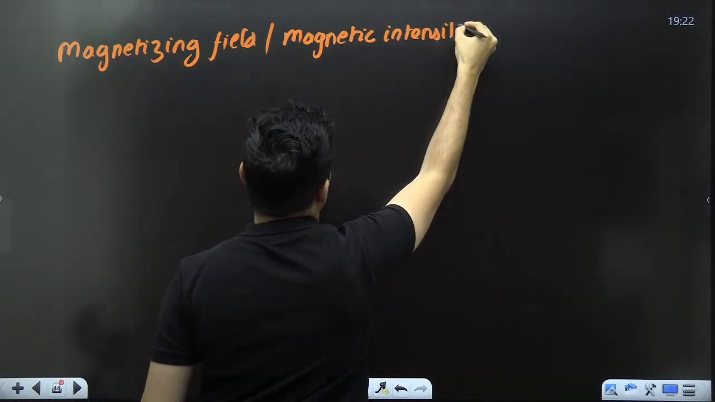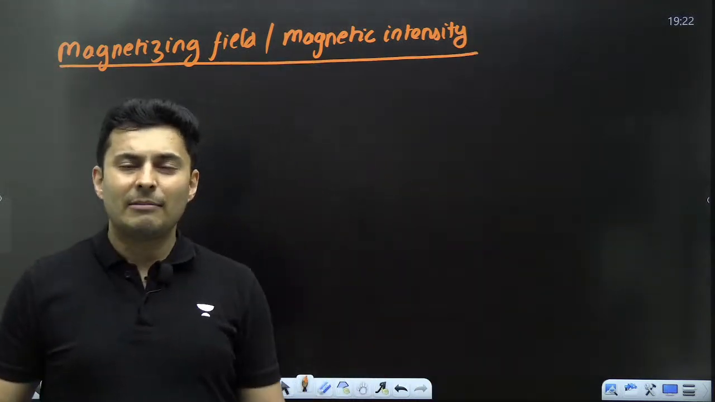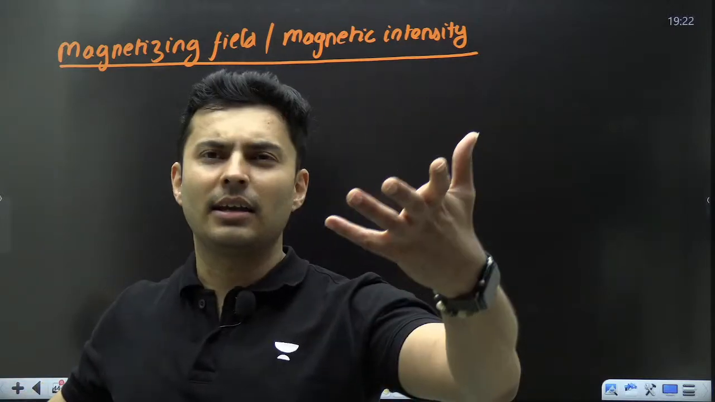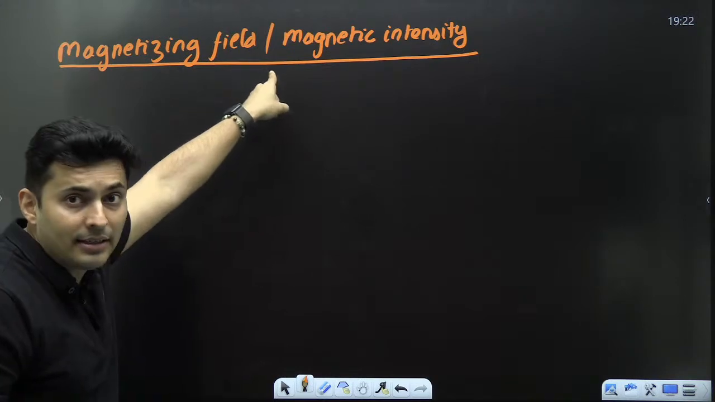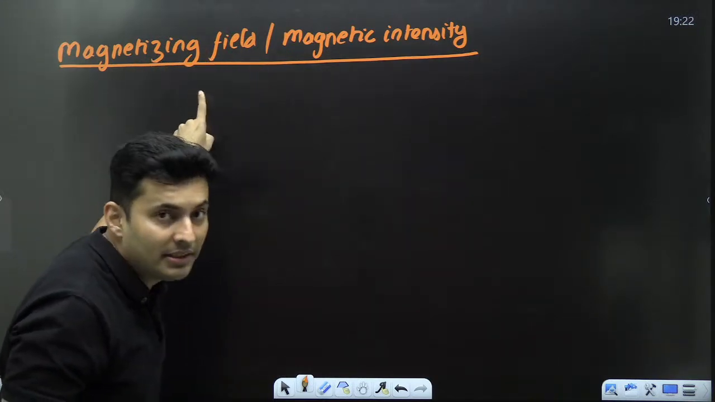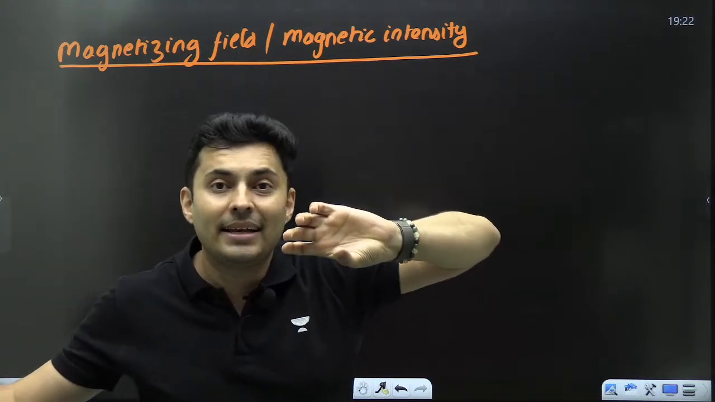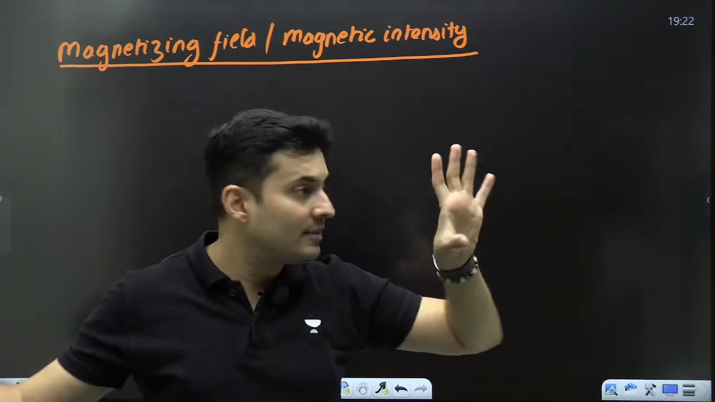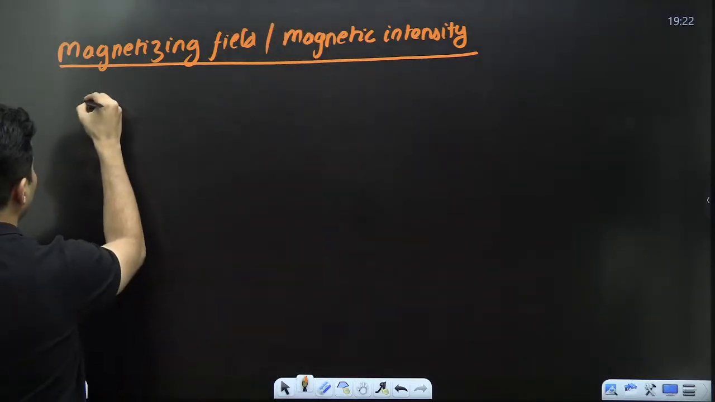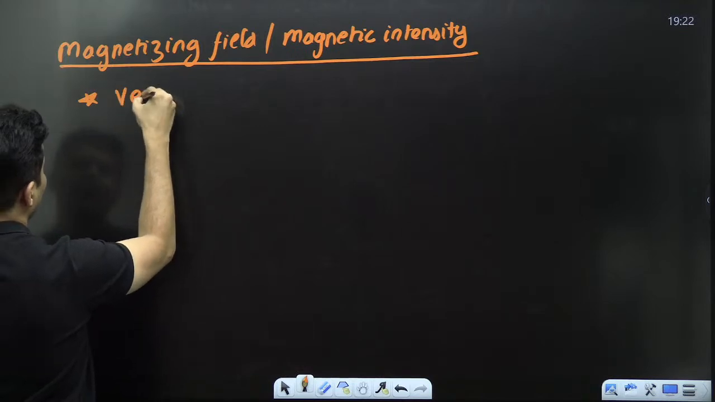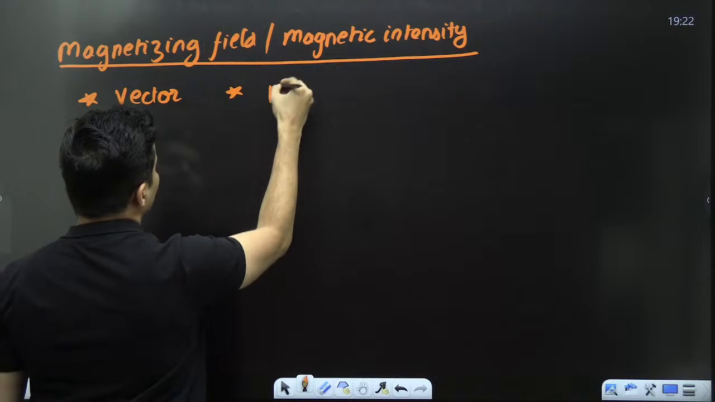Magnetizing field and magnetic intensity are one and the same thing, just two different ways of calling the same thing. Like some people say magnetic induction, some people say magnetic field. Both are the same thing. This is magnetizing field, not magnetic field. So be aware of the wordings used. Magnetizing field is the same as magnetic intensity, and it's a vector quantity.